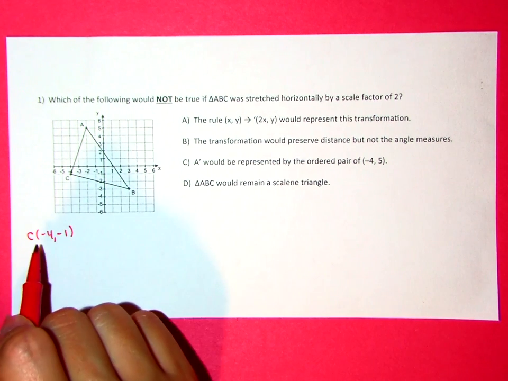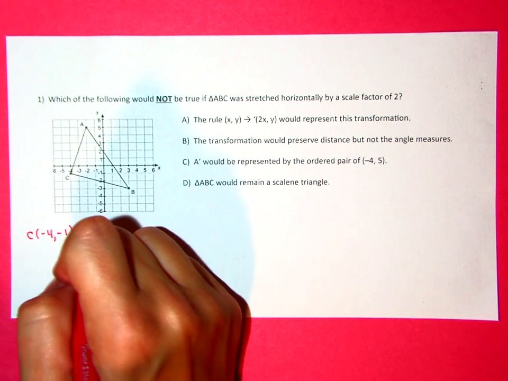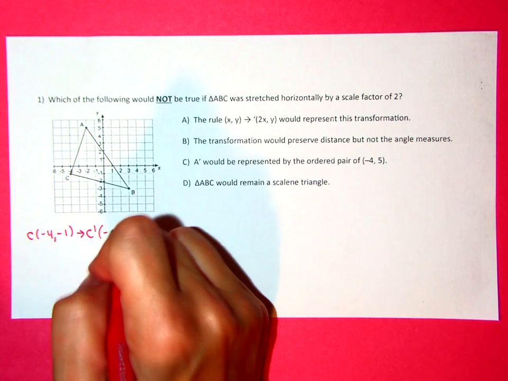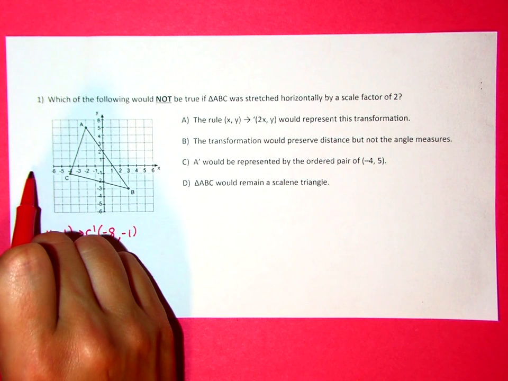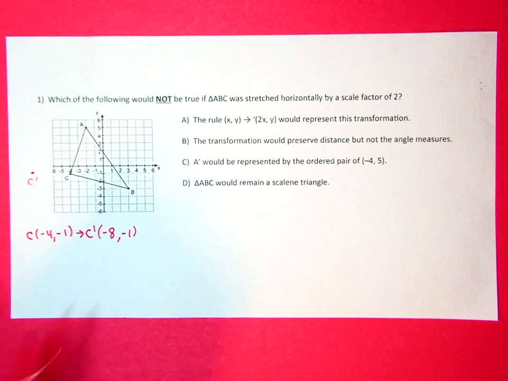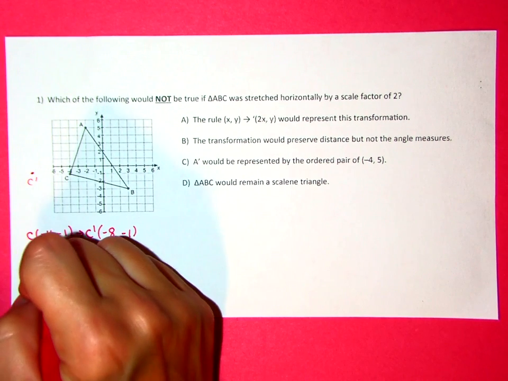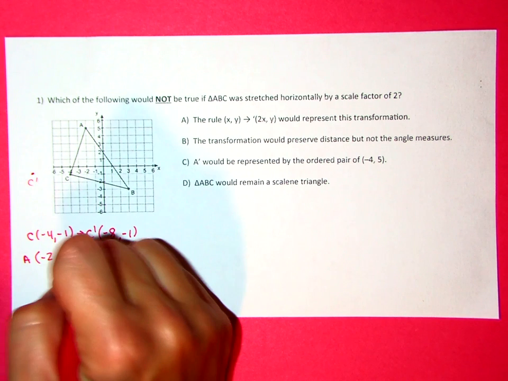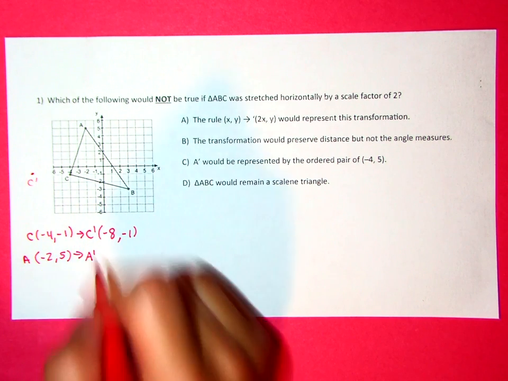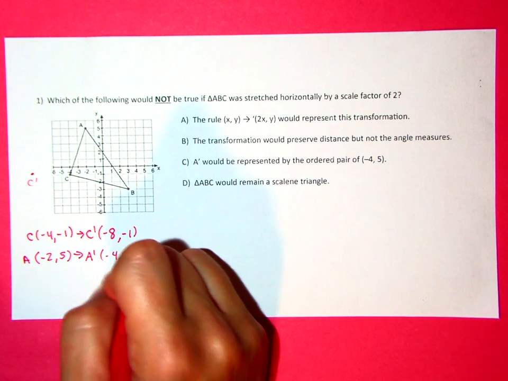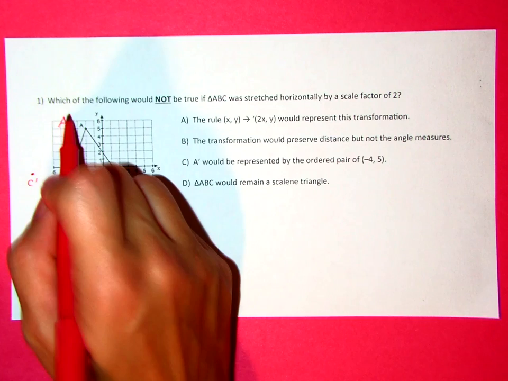If we were going to stretch this horizontally by a scale factor of 2, that means we'd take that x and multiply it by 2, but that y would stay the same. So it's going to be -8, -1, somewhere kind of over here for C. And then the same with A. If we look at A, right now it's at -2, 5. Stretching it horizontally by scale factor 2 means we multiply this by 2, which would give me -4, 5. So here we've got -4, 5, which would be where my A prime would be.